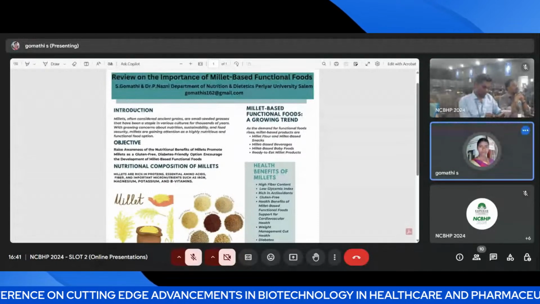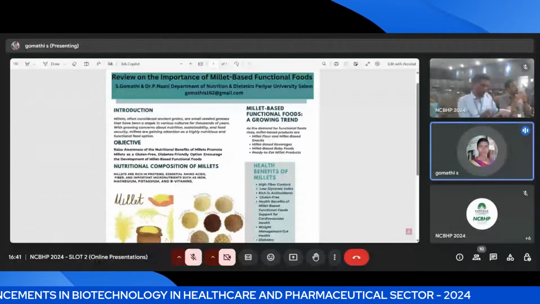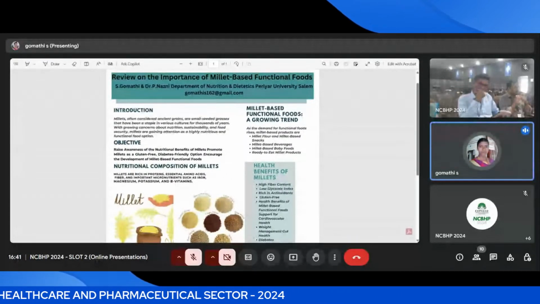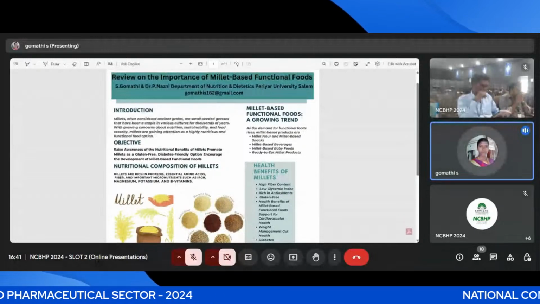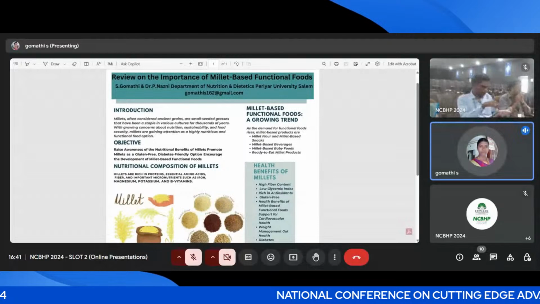With the rise of convenience foods, millet-based ready-to-eat products like millet bars, snacks, and ready-to-eat mixes are becoming widely available. Next, nutritional composition of millets.